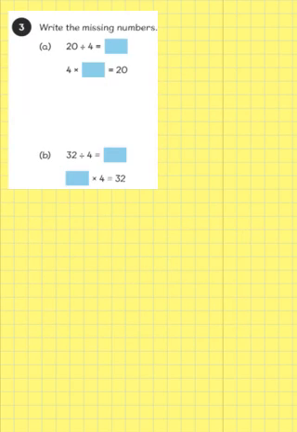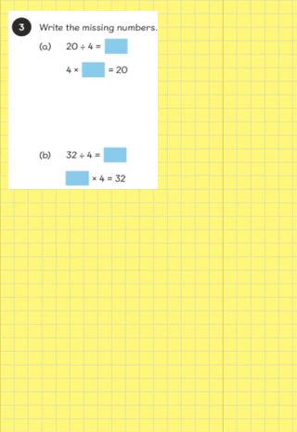We're going to do some more guided practice questions now. And question 3 is asking you to write the missing numbers. We've got 20 divided by 4 is equal to something, and 4 multiplied by something equals 20. For part B, we've got 32 divided by 4 is equal to something, and that something multiplied by 4 equals 32. You'll notice here that the second part of the calculation is using the inverse operation to check our answer.